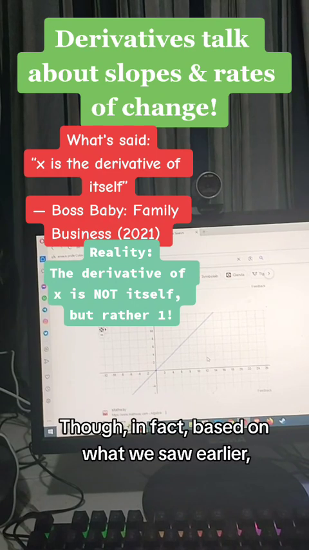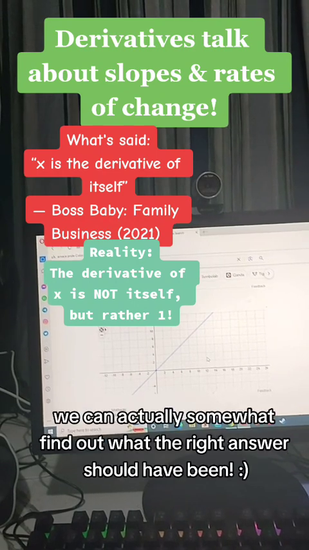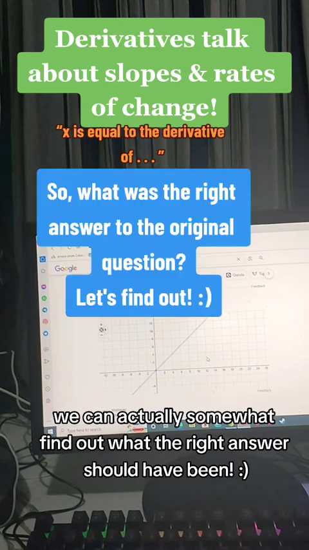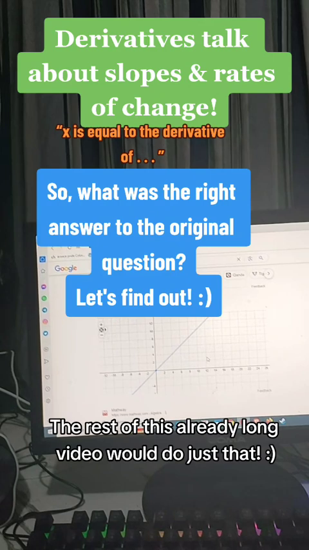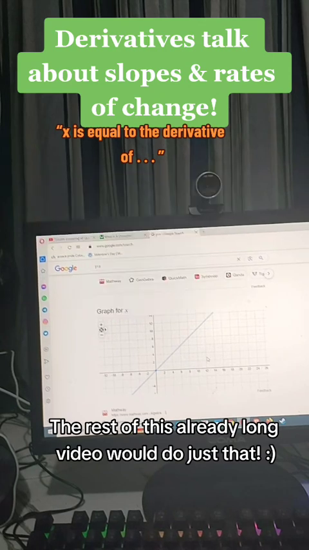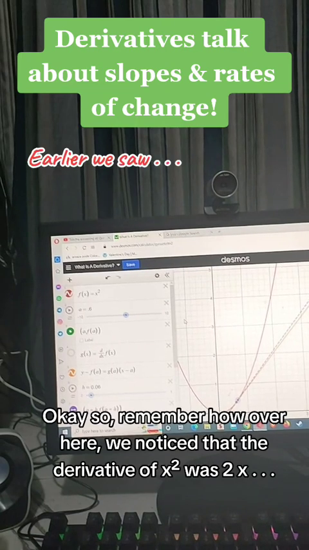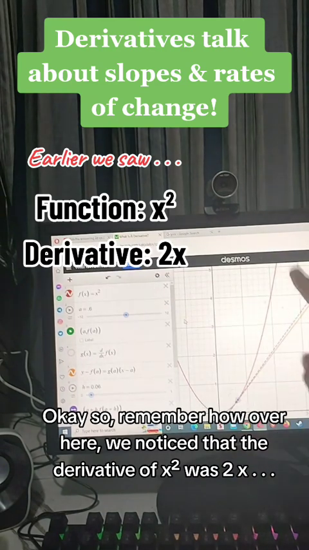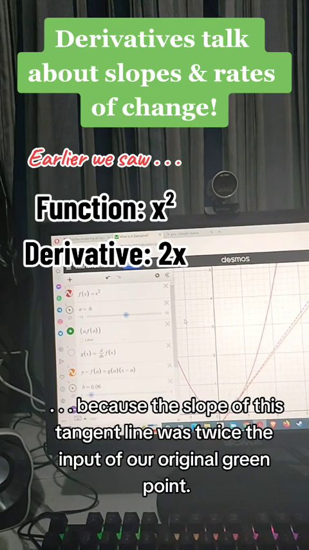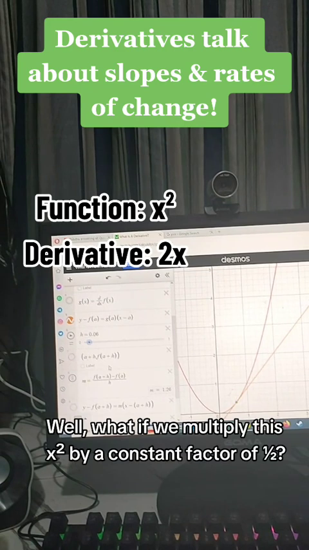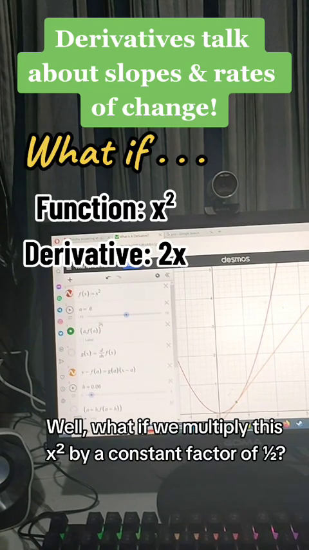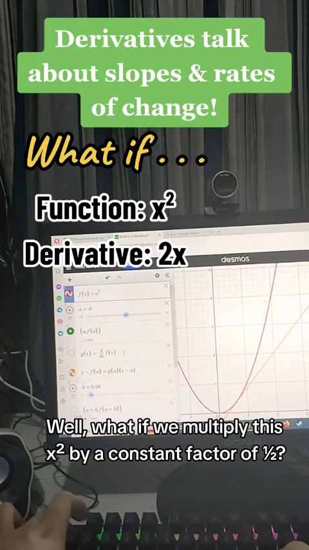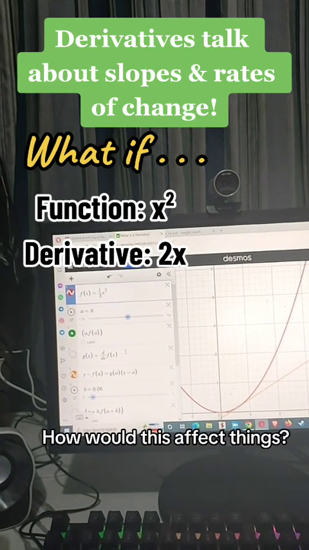Though, in fact, based on what we saw earlier, we can actually somewhat find out what the right answer should have been. The rest of this probably already long video would do just that. Okay, so remember how over here we noticed that the derivative of x squared was 2x because the slope of this tangent line was twice the input of our original green point? Well, what if we multiply this x squared by a constant factor of 1/2? How would this affect things?